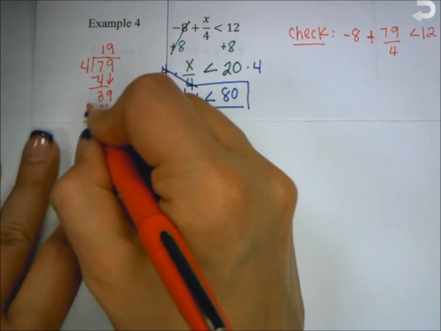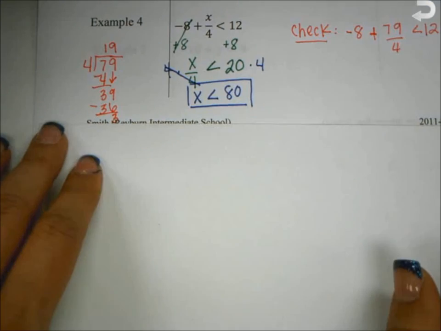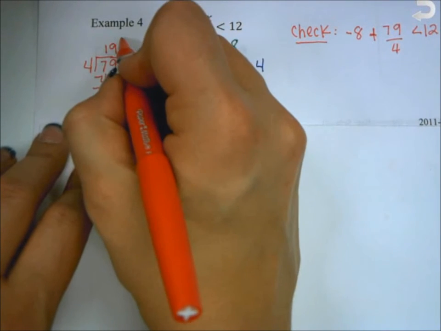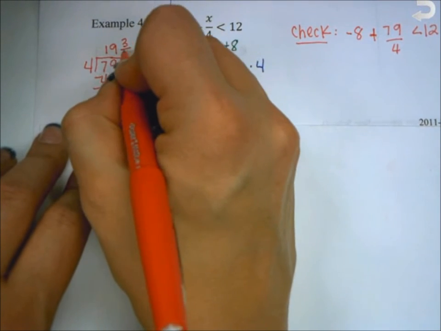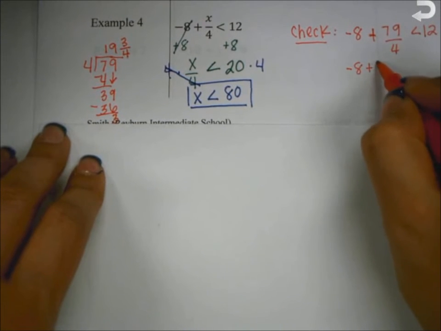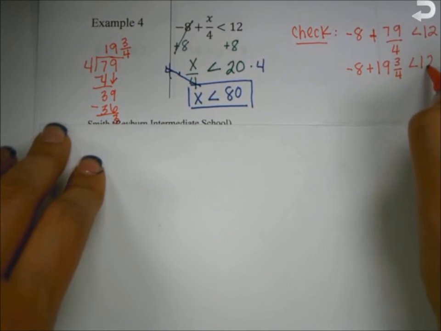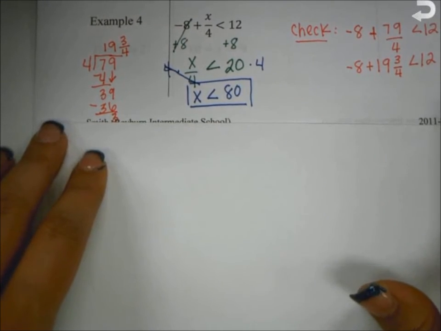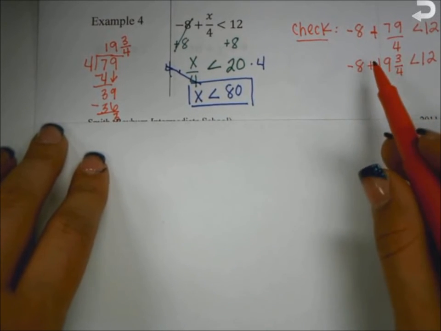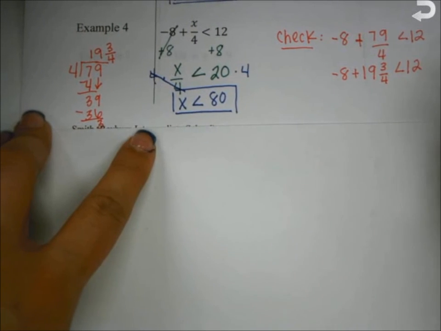What do I do with remainders? I can either make it a decimal or I can make it a fraction, right? This is the same as 3/4. So we have negative 8 plus 19 and 3/4 less than 12. Okay. So let's subtract these two things. I ran out of scratch room. So 19 and 3/4 minus 8.